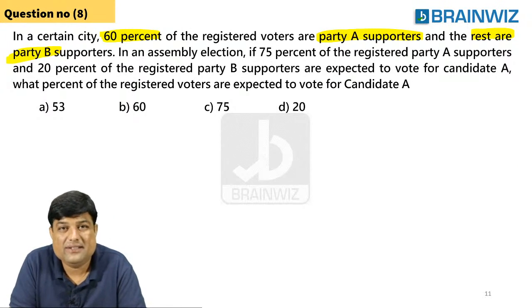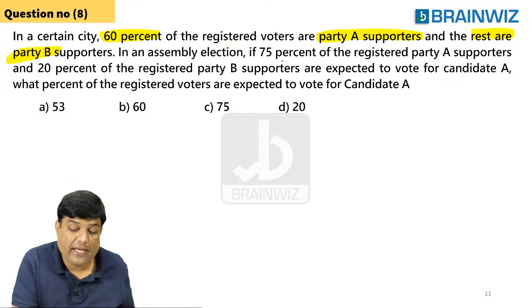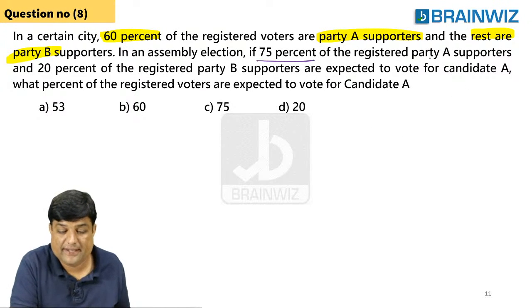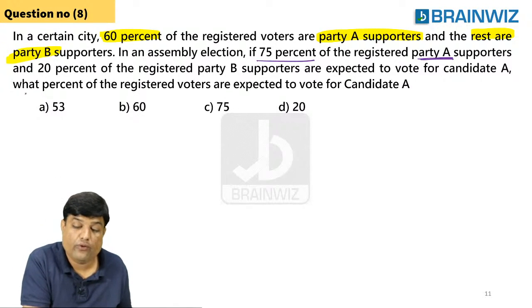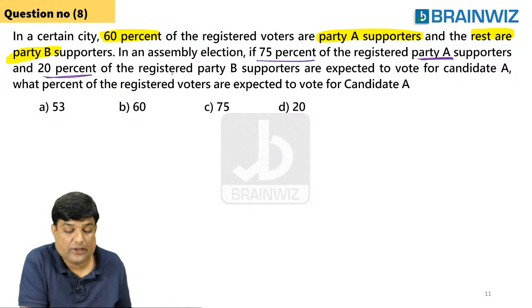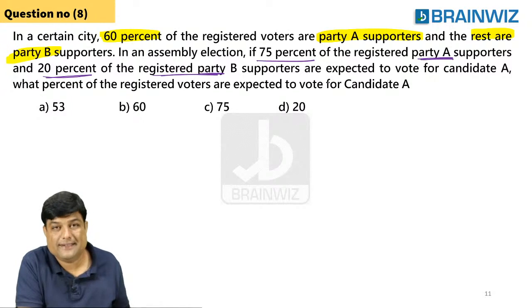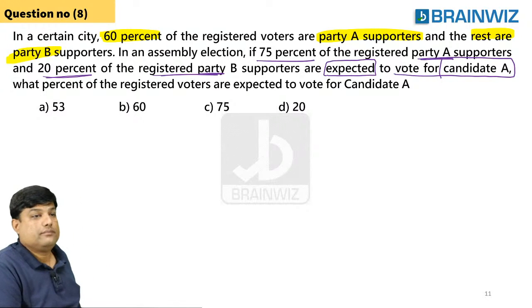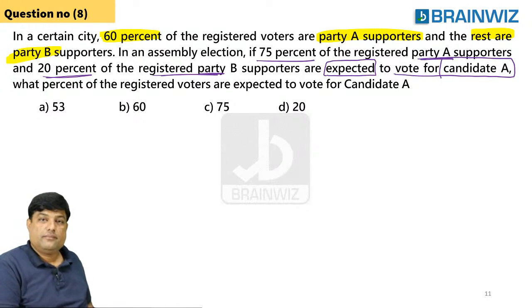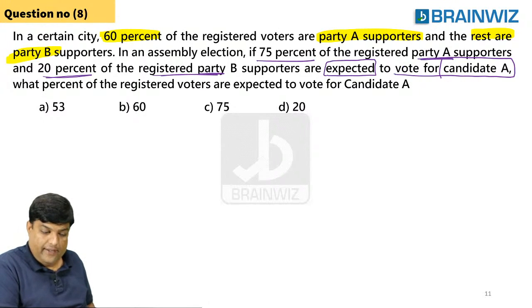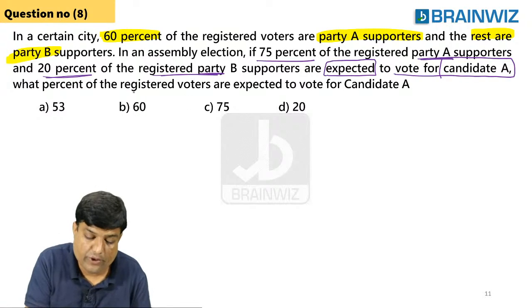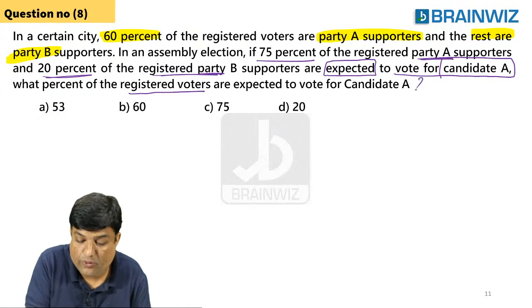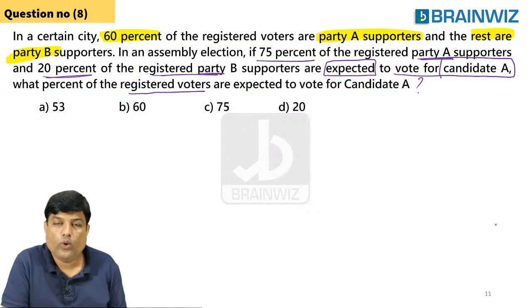Some are party A supporters and some are party B supporters. Okay, so the elections have come right now. In that particular election, 75% of the registered party A voters are voting for party A, and 20% of the registered party B voters, that are supporters, are expected to vote for candidate A. Are you understanding, everybody? So our question is, what percent of the total registered voters are expected to vote for candidate A? We have no idea.